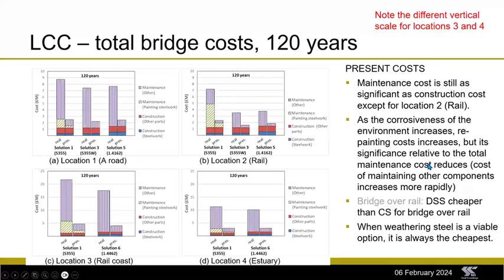As the corrosiveness of the environment increases, for example, as we go from location 2 to location 3, the repainting cost increases. That's obvious, but its significance relative to all the other total maintenance reduces. That's because everything's really falling apart by the end of 120 years. For the bridge over the rail, again, duplex was cheaper than carbon steel. So that's important to note. And again, weathering steel, when it's viable, it was the cheaper option.